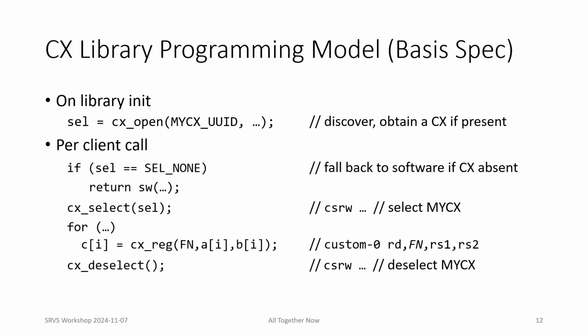cell. Then, for every client API call into the library, if the extension is not available, the library performs a pure software implementation of the computation. Otherwise, the extension is selected. The CX select function, inlined, writes a selector CSR and selects the stateful myCX extension. Then the library issues a series of inlined myCX custom instructions that go to the myCX extension. And then a CX deselect restores the system's built-in custom instruction behavior if required by the CX ABI.